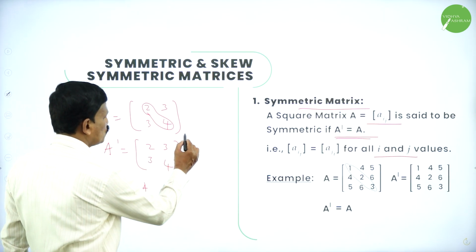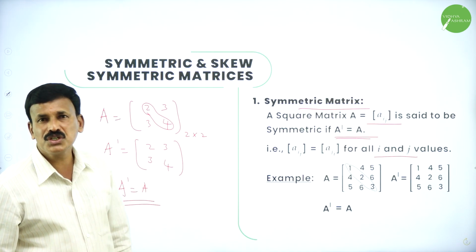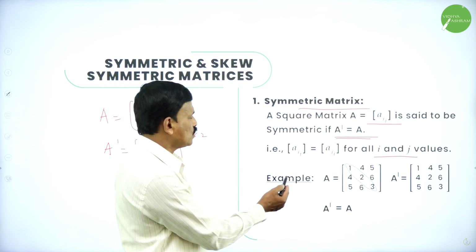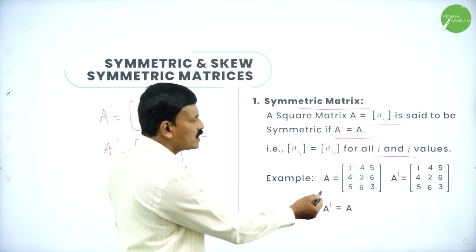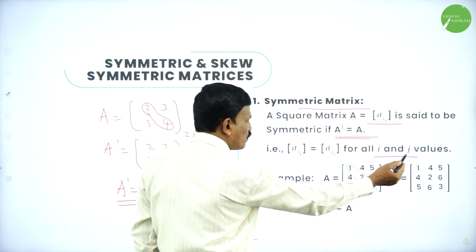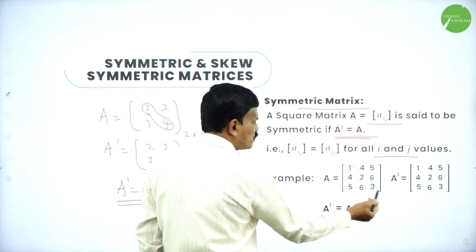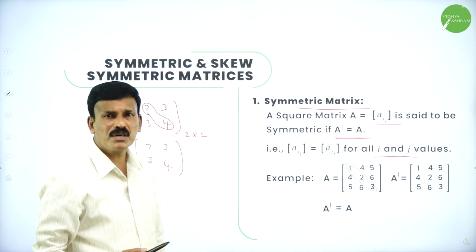This is in case of 2 rows and 2 columns. Let us consider one more example in 3 rows and 3 columns. Let us come to this problem. Here, A is equal to 1, 4, 5, 4, 2, 6, 5, 6, 3. Transpose this. The transpose of this is A dash is equal to, so first row becomes first column, second row becomes second column, third row becomes third column, 5, 6, 3. It won't change. The matrix will remain the same.